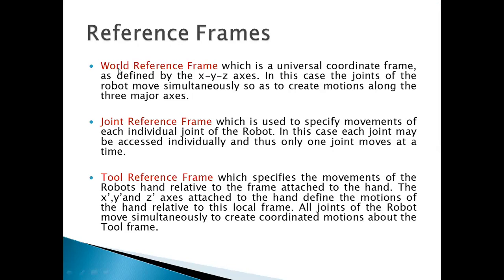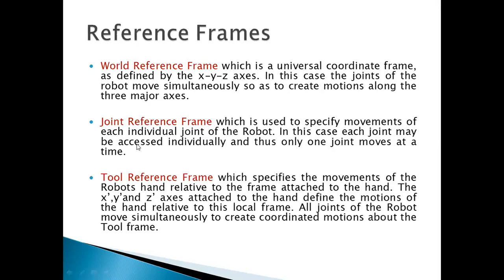One is the world reference frame, second is the joint reference frame, and third is the tool reference frame. The world reference frame is the universal coordinate frame. It is used to define the X, Y, Z axes. In this case, the joints of the robot move simultaneously so as to create motions along the three major axes. Normally this world reference frame is at the base of the robot. It is always located at the base of the robot, which is fixed.